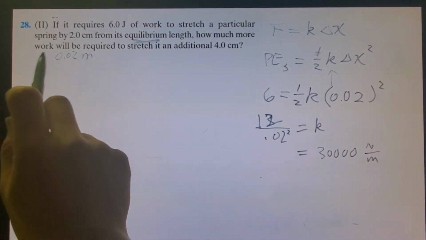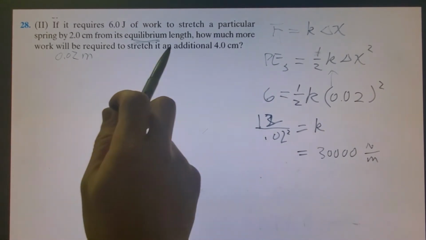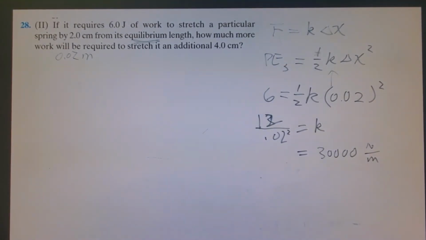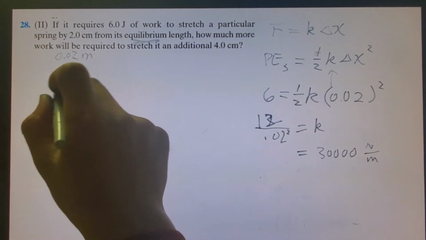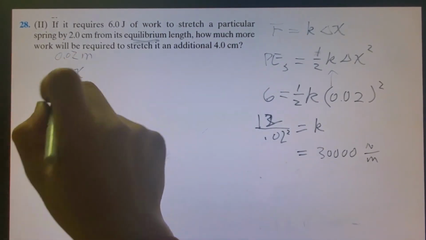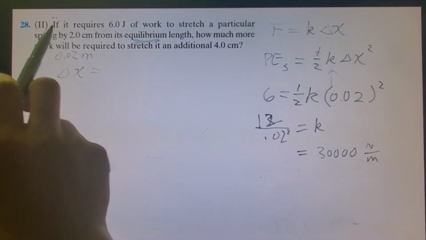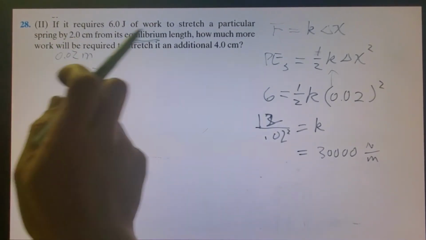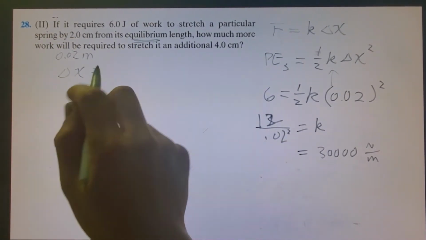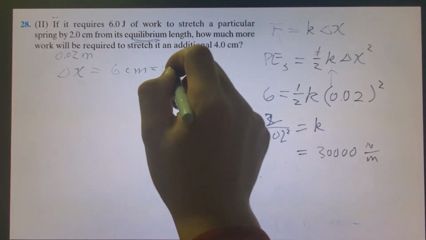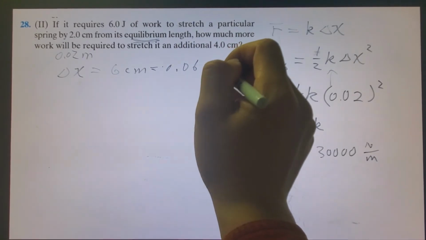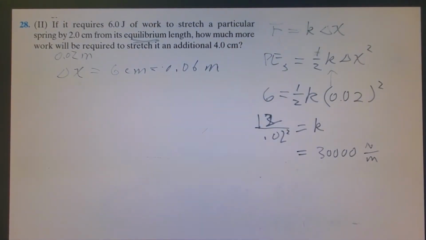How much more work will it require to stretch an additional 4 cm? Okay, so let's see what the total elongation is. Total elongation delta x now is equal to, we first stretch it with 2 cm and then another 4 cm. So it will be 6 cm or 0.06 meter.